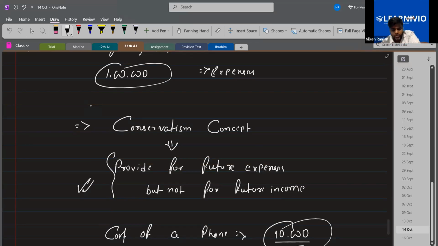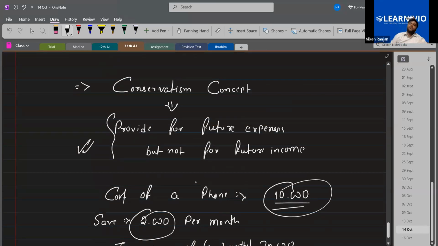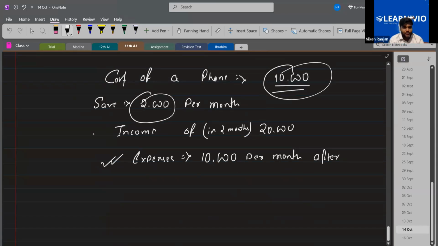Sometimes we say accrual concept, but mainly it is called conservatism. The accrual concept is different. Okay. So now, if you don't follow this principle, then it is incorrect according to accounting rules. That's why when you don't follow a rule of accounting, it is called error of principle. Understood?